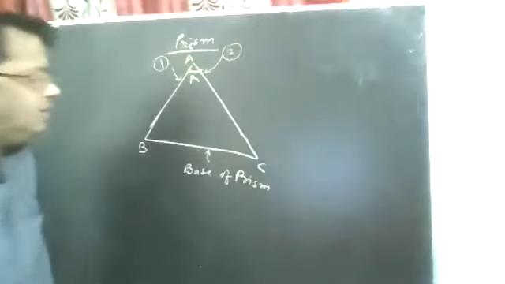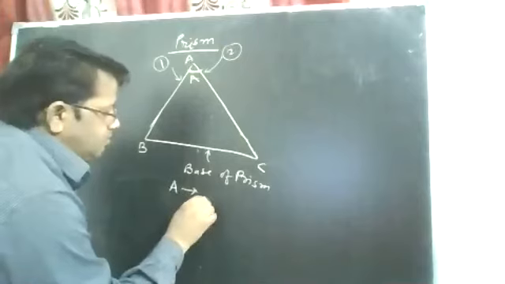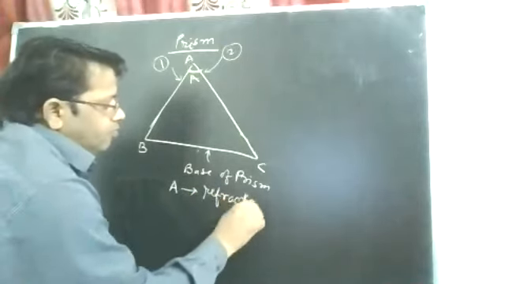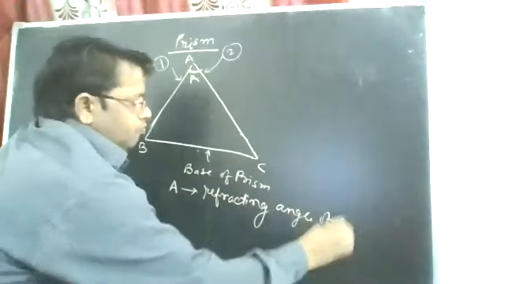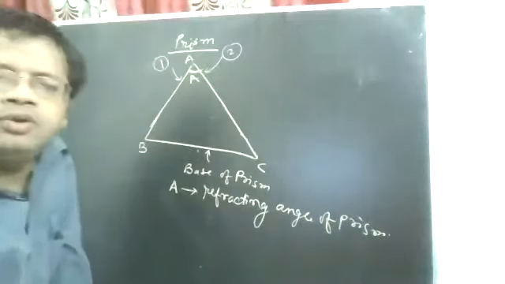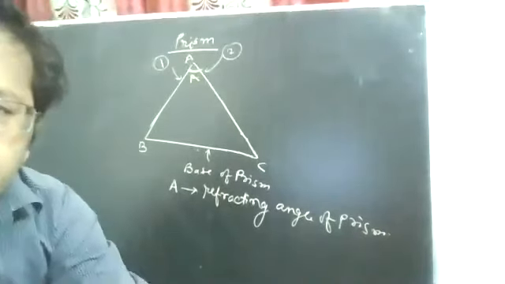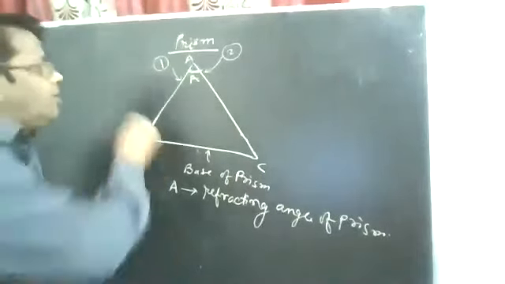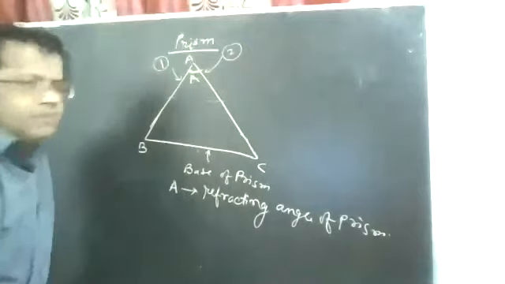What is A called, beta? A is known as the angle of prism or refracting angle of prism. But see here, we will discuss the minimum deviation case, that is when the refracted ray passing through the prism becomes parallel to the base of the prism.